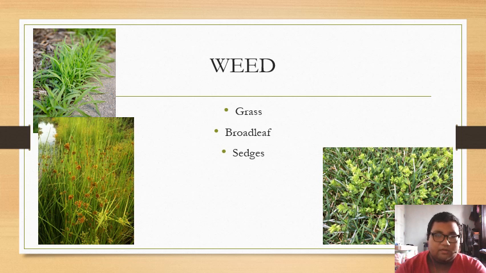So next is weeds. We have three types of weeds, which are grass, broadleaves, and sedges. The definition of weeds is plants that interfere with the growth of desirable crops. They will compete against the crops in terms of light, space, nutrients, and also water.